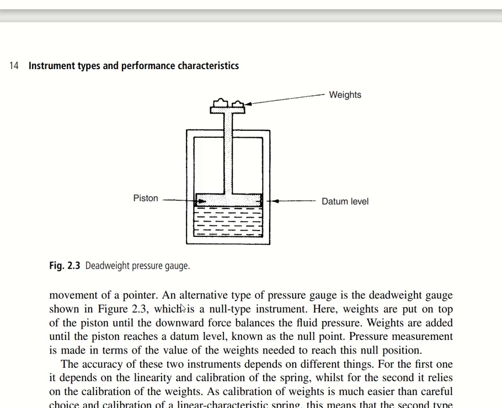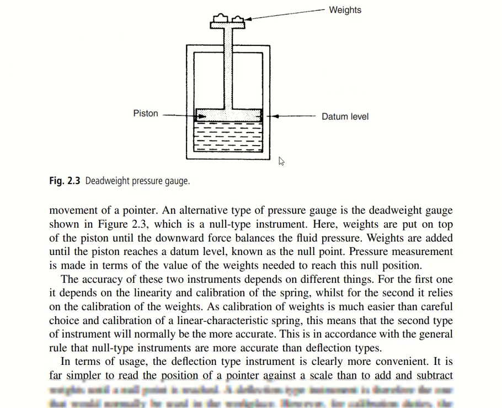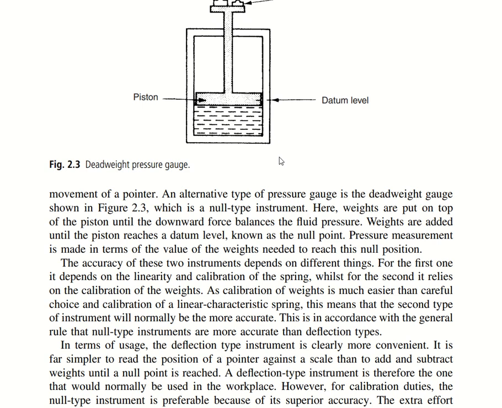The dead weight gauge is visible here, which is a null type instrument. And in null type, what happens? The weights are put on top of the piston until the downward force balances the fluid pressure. The weights are added until the piston reaches the datum level, known as the null point. The pressure measurement is made in terms of the value of the weights needed to reach this null position.